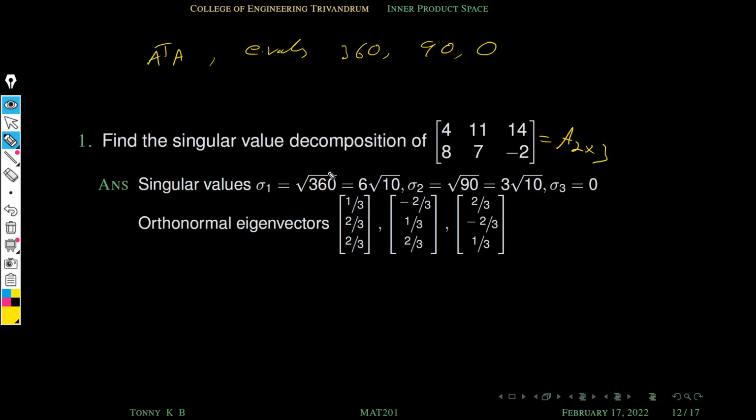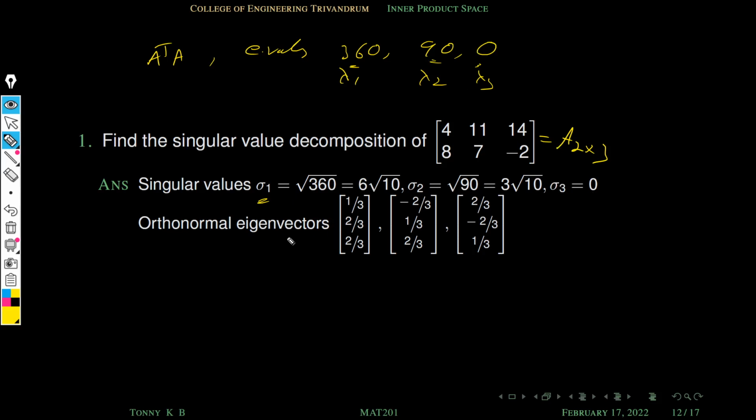Okay, in the last session, we saw how to evaluate the singular values and corresponding orthonormal eigenvectors of A transpose A. We know that the singular values of this matrix come from the eigenvalues of A transpose A, which are 360, 90, and 0. We choose lambda 1 as the biggest one, taking them in decreasing order, so this is lambda 2, this is lambda 3. Taking the positive square root, sigma 1 is the positive square root of 360, sigma 2 equals the positive square root of 90, and sigma 3 equals the square root of 0, that is 0. So these are the singular values.